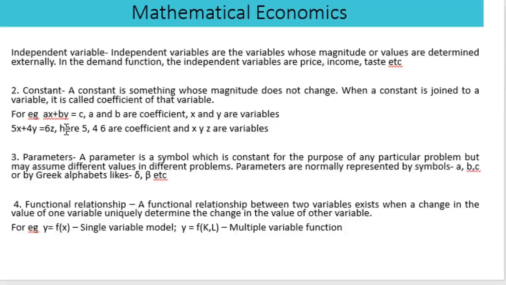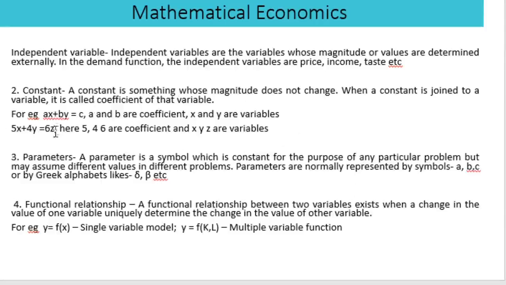And the second term is the constant. A constant is something whose magnitude does not change. For example, we say x, y, a, b. When a constant is joined to a variable, it is called the coefficient of that variable, as in ax. In that, a is the constant, x is the variable, and a is known as the coefficient.